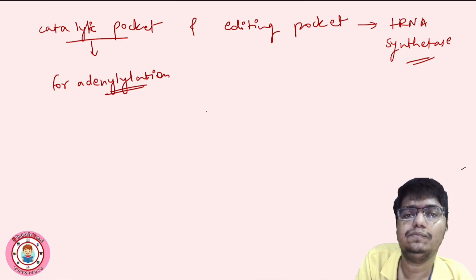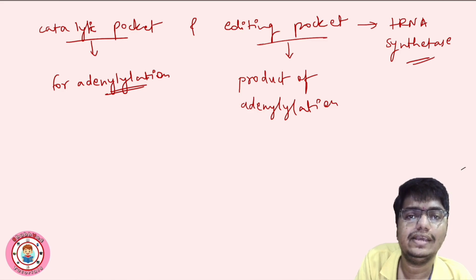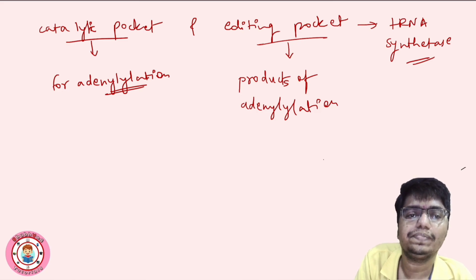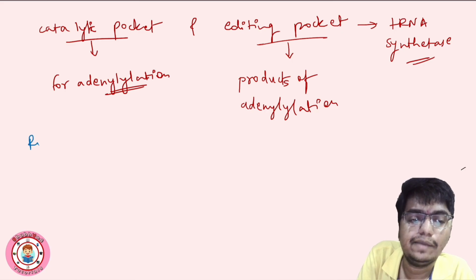So adenylation के लिए catalytic pocket and editing pocket में क्या होता है? Products of adenylation. For example, हमने देखा भी in the case of valine, editing pocket में AMP valine bind होगा, which releases valine after hydrolysis, and AMP will be separated, right? मतलब यहाँ पे products of adenylation bind होते हैं, and in the catalytic pocket adenylation ये होता है, right? So these are the two important things and differentiating factors, and both of these pockets are important for the valine and isoleucine, and also some other amino acid also, right?